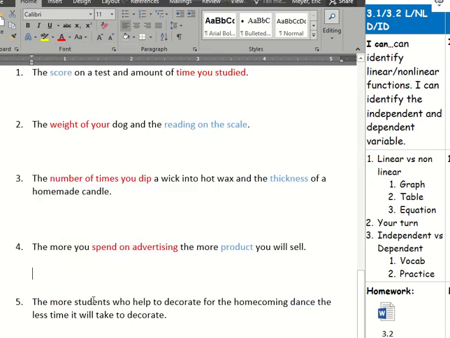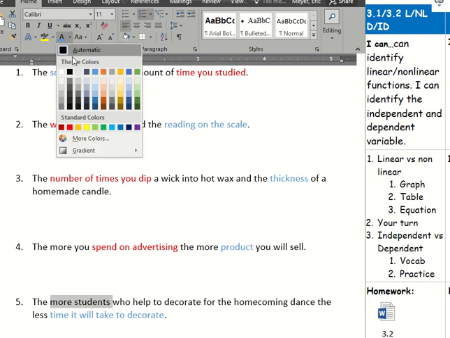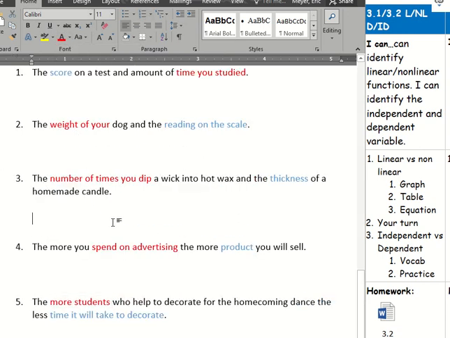Last but not least, the more students who help to decorate for the homecoming dance, the less time it will take to decorate. So the time it will take to decorate is dependent on the number of students. These ones are tough because you just really got to think about them. There's no equation or formula. You need to think about what variable really changes the other variable.